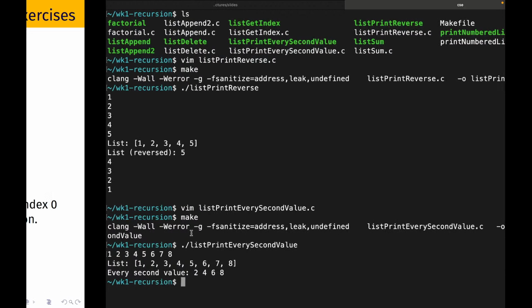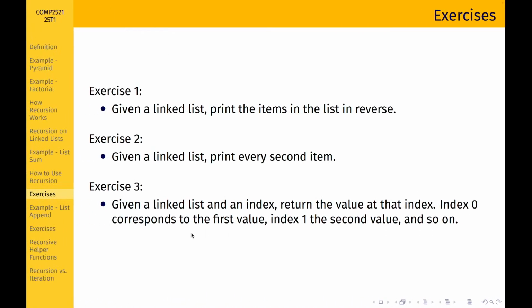Cool. So finally, let's try exercise 3. Given a list and an index, return the value at that index. An example: if the index is 0, then we want to return the first value in the list. If index is 1, then we want to return the second value in the list, and so on. Okay?